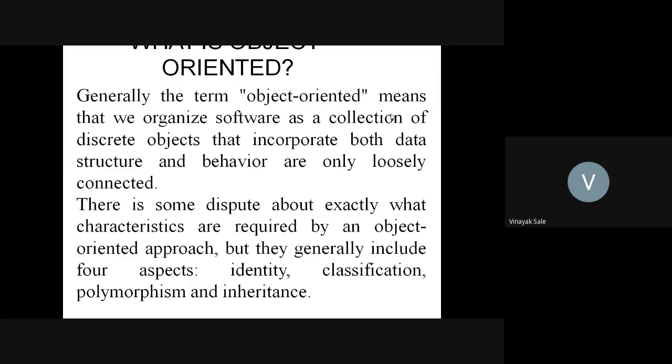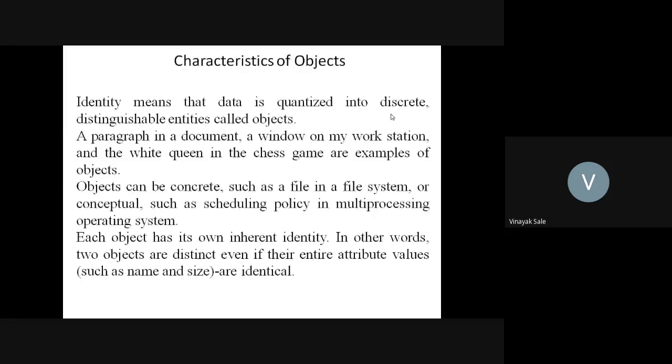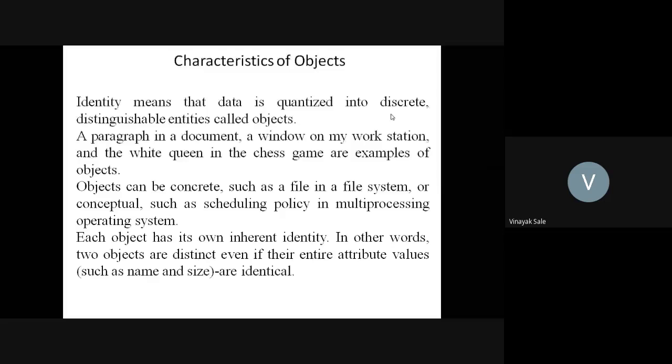So let's discuss the characteristics of the object-oriented approach. First is identity. Identity means that the object is quantized into discrete distinguishable entities called objects.